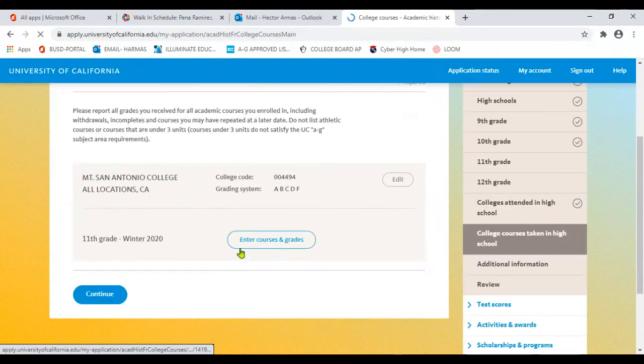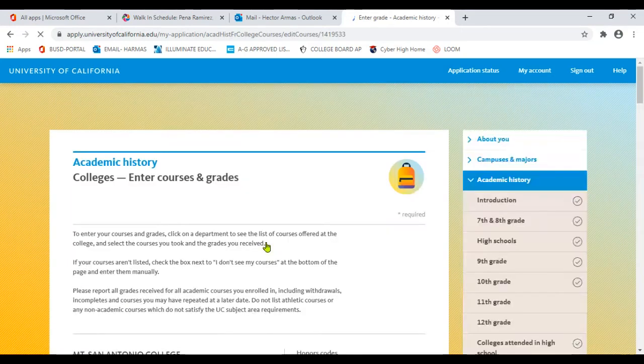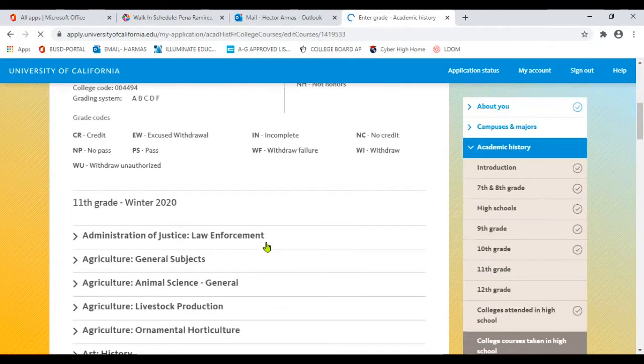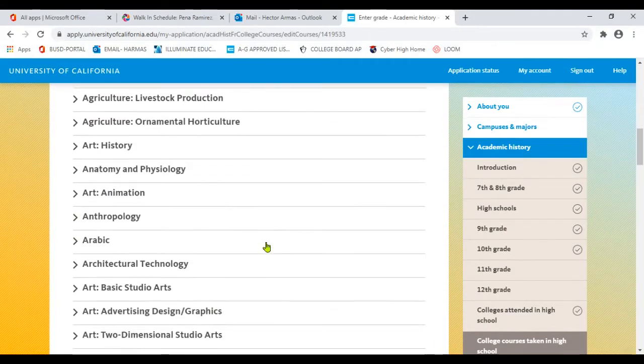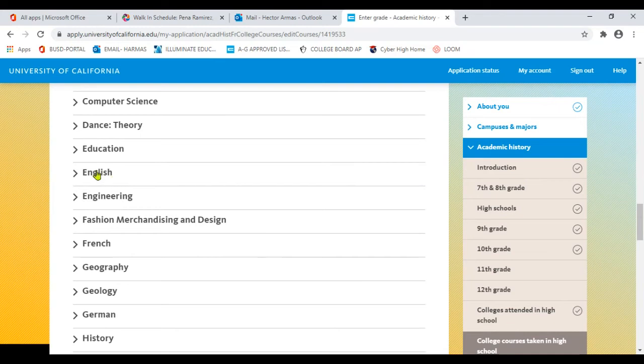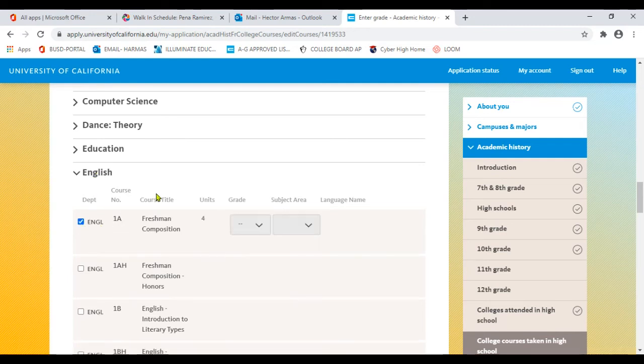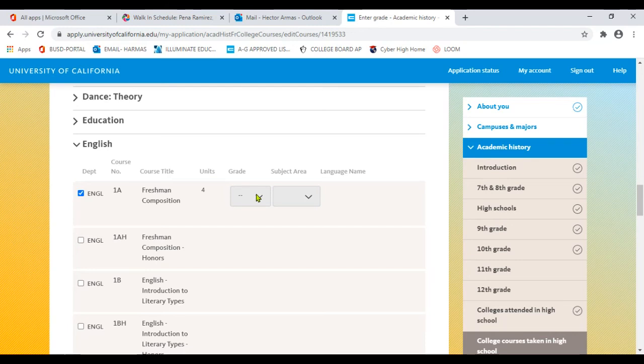So now it's going to ask me to enter the course and grades. So I'm going to come here and add, for instance, an English class. There's my class, English 1A. What was my grade? I did really well in English. I got an A. Subject area: it meets the English requirement.